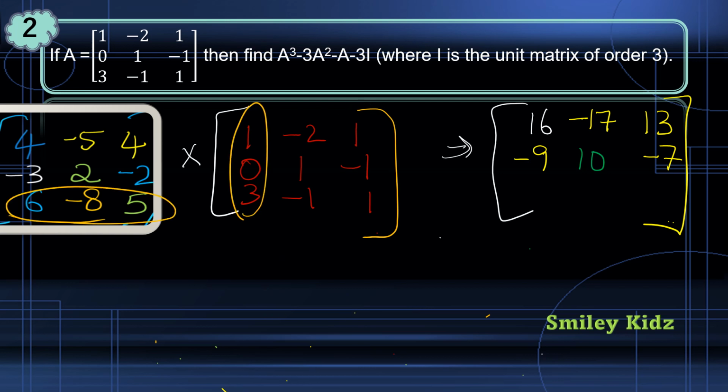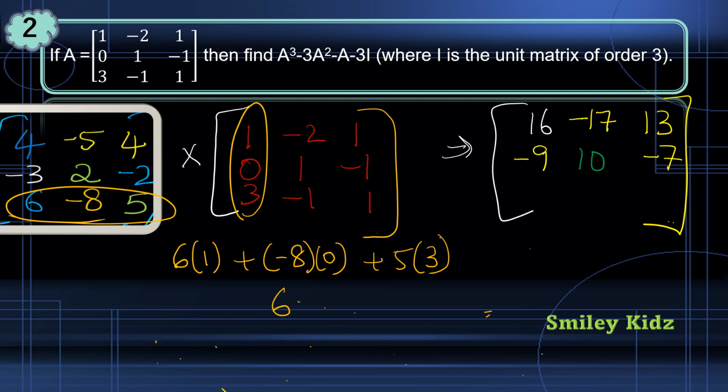Third row with first column now, that is 6 into 1 plus minus 8 into 0 plus 5 into 3. Here 6 plus 15, that is 21. Let's write down 21 over here.